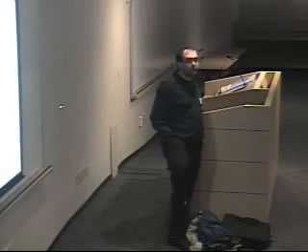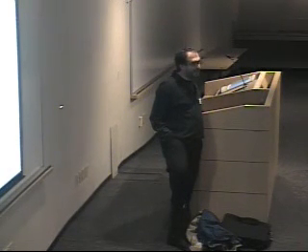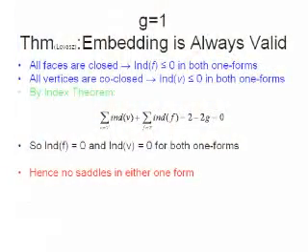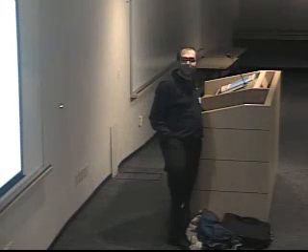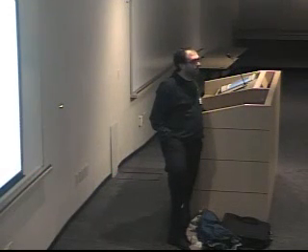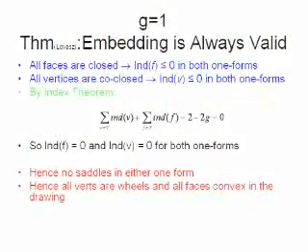The Gauss-Bonnet index theorem, with g equal to 1: 2 minus 2 is 0. So the indices, since they can't be positive and have to add up to 0, can't be negative either. Otherwise, you'd be in the red. So therefore, they all have to be 0. Hence, no saddles in either one-form, because saddles are negative indices, and our index theorem and our inequalities have locked us in.